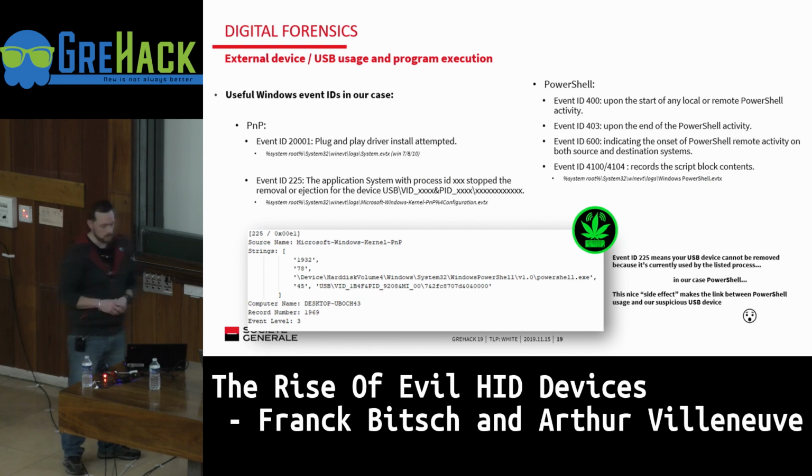Another good indicator is the Windows event log. In our case, some of them were useful. You have the basic ones like PowerShell and Plug and Play device. But the one that was really useful for us is event ID 225. It means your USB device cannot be removed because it's currently in use.